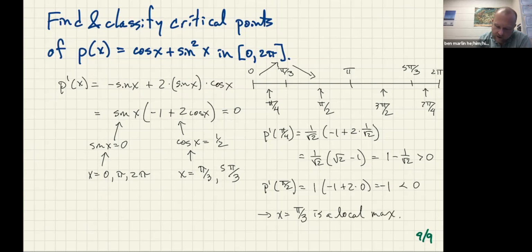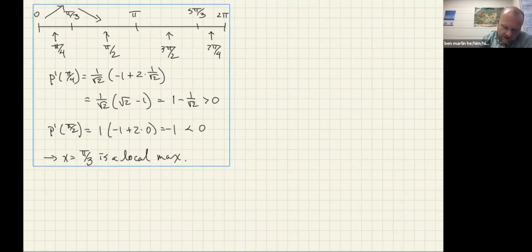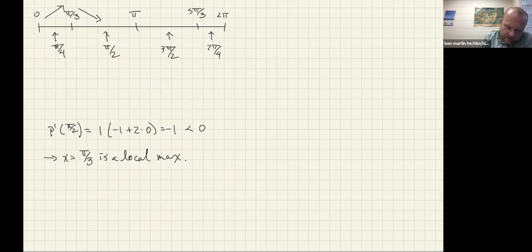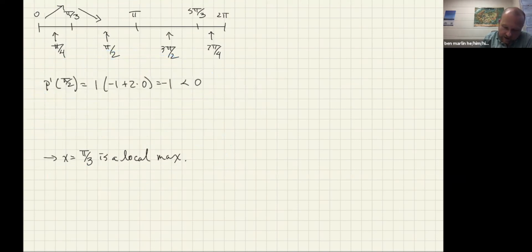And unfortunately, there just isn't enough room on what I've got set up here. So I'm going to copy it and add another page in here. And we will finish this out. All right, so now we're going to think about deciding what is happening at pi.